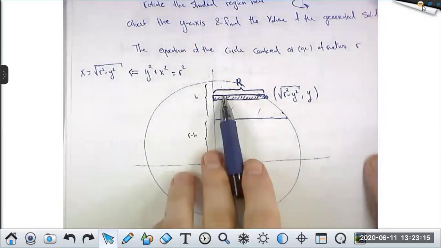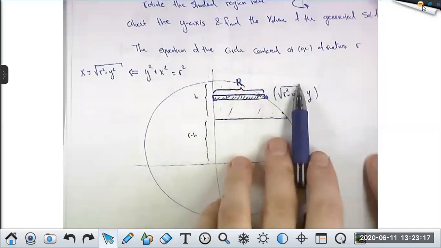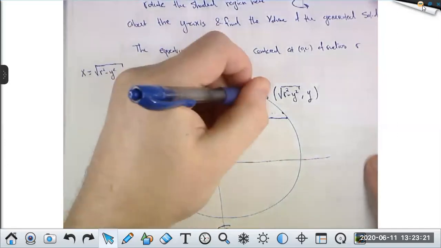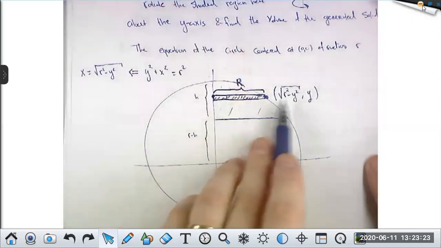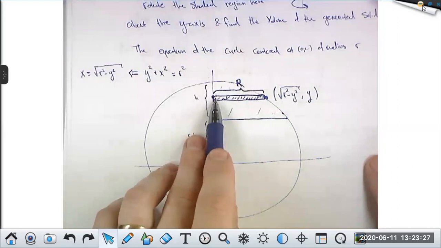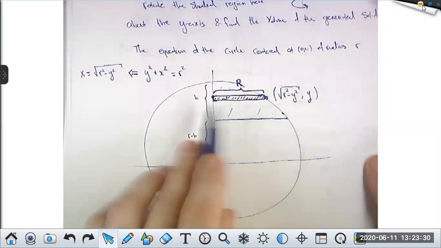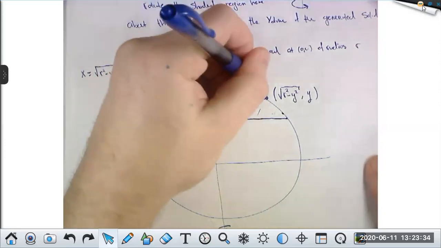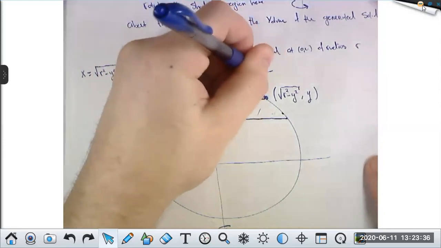From here, the distance is this x value. It's the distance from the y-axis, which is x equals 0, to this curve. Horizontal distance would be this x value minus this value here, which is 0. X value minus this x. So R is just the square root of r squared minus y squared.